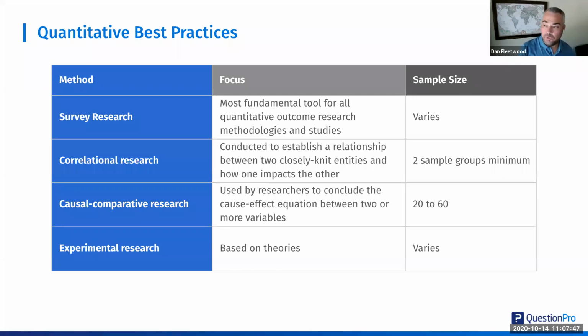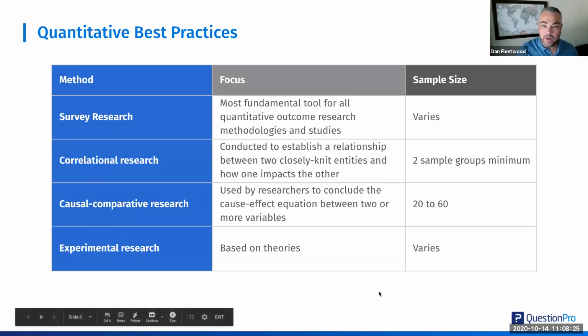Correlational research, so if you want to see if two things are correlated together and how much, that is really around that. And you need obviously two different groups to be able to do that and to test out the correlation between two different things. There's causal comparative research. So this is used by researchers to conclude the cause and effect equation of two or more variables. Usually it's 20 to 60 sample size there. And then experimental research, which is based on theories. And again, that varies. So I think really for this webinar, probably touching more on survey research and correlational research, with more of an emphasis on the survey research component.